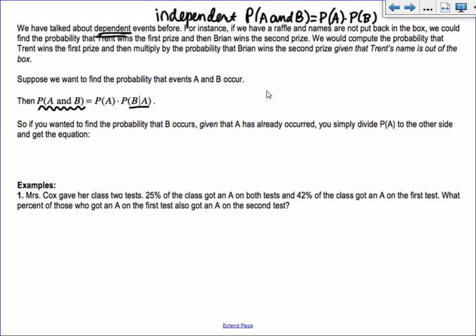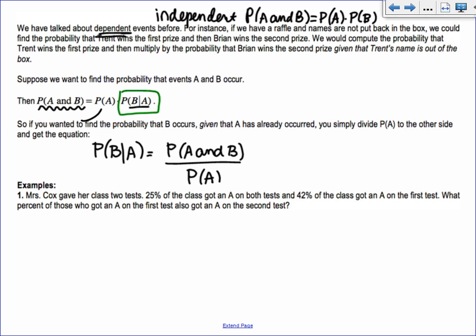So what if you want to solve for the probability of B given A? Well, then the probability of B given A is going to be the probability of A and B happening divided by the probability of A happening. You just take this part and you divide it over.